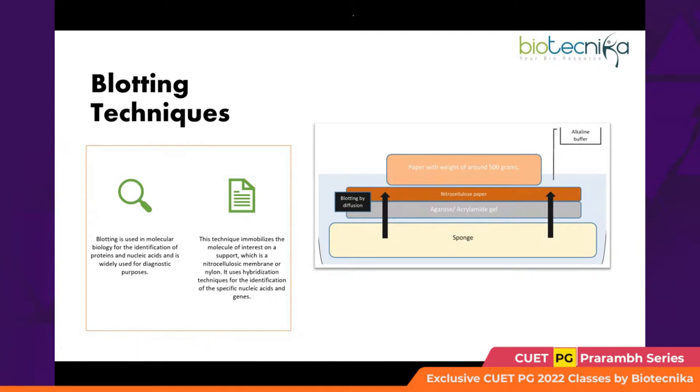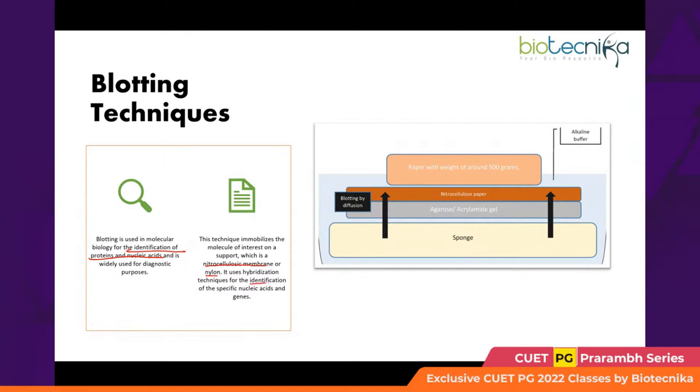Blotting is used in molecular biology for the identification of proteins and nucleic acids and is widely used for diagnostic purposes. The blotting technique is a tool used in the identification of biomolecules such as DNA, mRNA, and protein during different stages of gene expression. This technique immobilizes the molecule of interest on a support, which is a nitrocellulose membrane or a nylon membrane. It uses hybridization for the identification of specific nucleic acids with a probe.